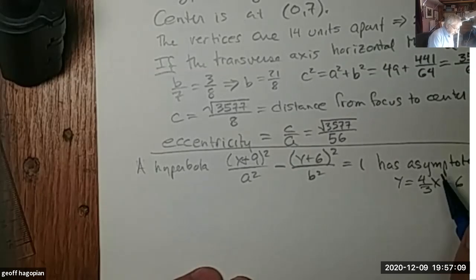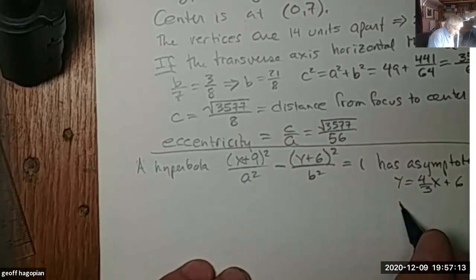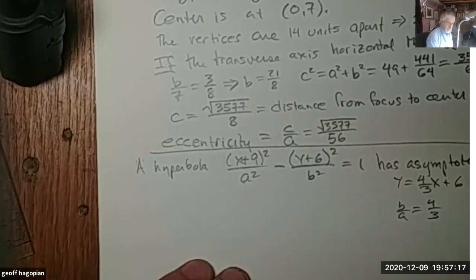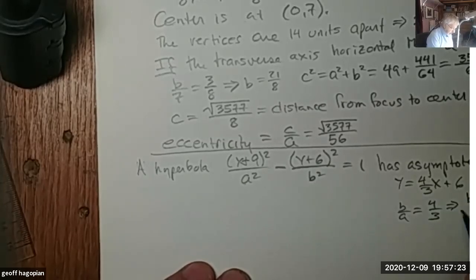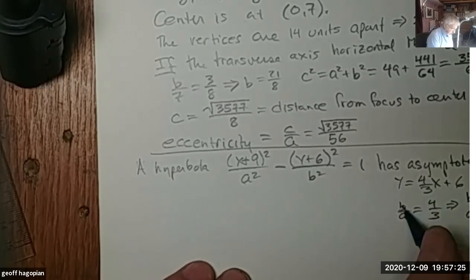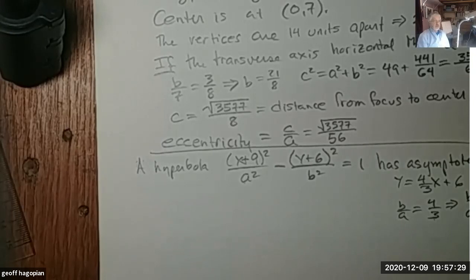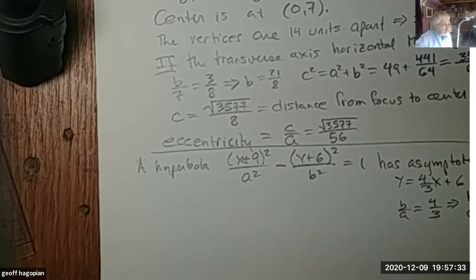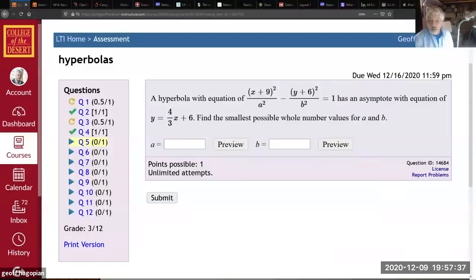So we know that x goes with a, so that b over a is 4/3. And so the smallest value is b equals 4. I mean, it doesn't imply that necessarily. We know the ratio b to a is 4:3, but the smallest whole number values for a and b is a equals 3, b equals 4. Enter these in.